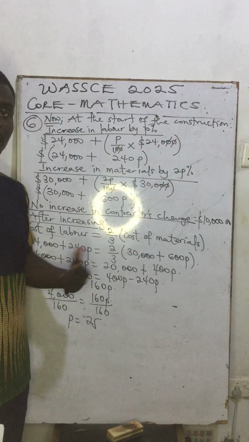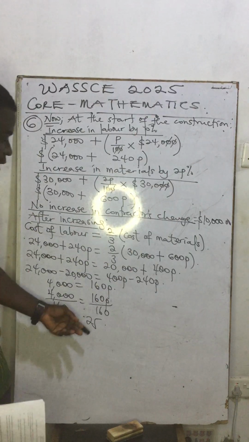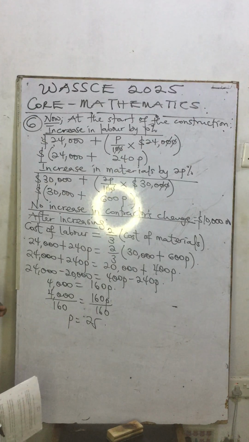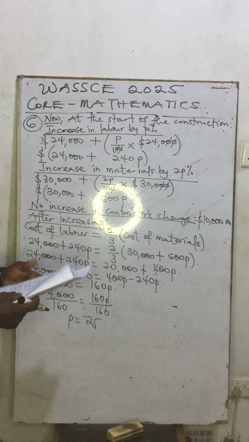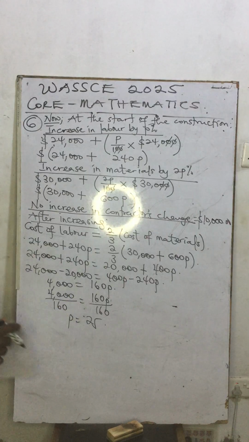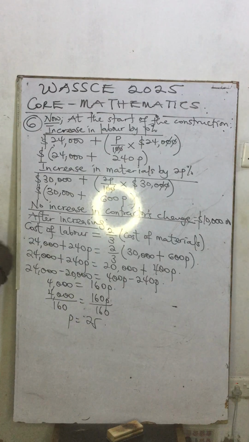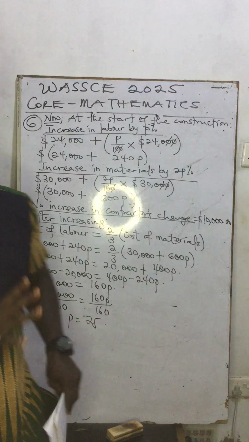They said we should get the value for p. So p is just 25. Very simple. So that's the A part. If you don't understand, please play back the video for better understanding.